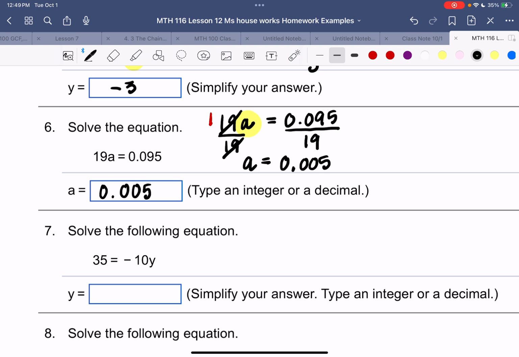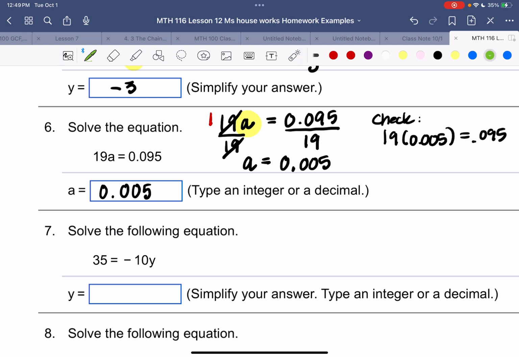0.005. And of course you could check that. If that's true, then 19 times 0.005 should come out to 0.095. 19 times 0.005 comes out to 0.095. So it's a great idea to check these, especially on a test. All you do is substitute and make sure each side is equal.